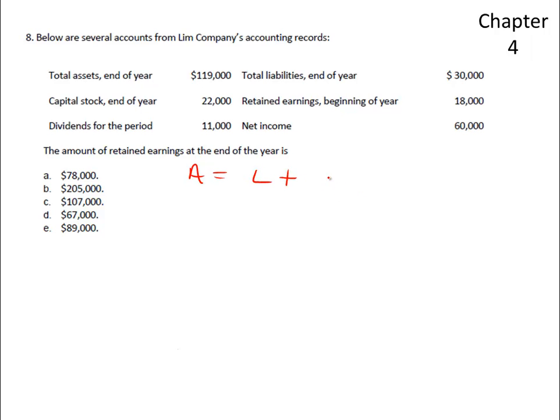Assets equal liabilities plus contributed capital plus retained earnings. And let's see. We know assets at the end of the year, so we know beginning and end. So assets at the end of the year are $119,000. Capital stock, or contributed capital at the end of the year, is $22,000. Dividends for the period are $11,000, and total liabilities at the end of the year are $30,000.